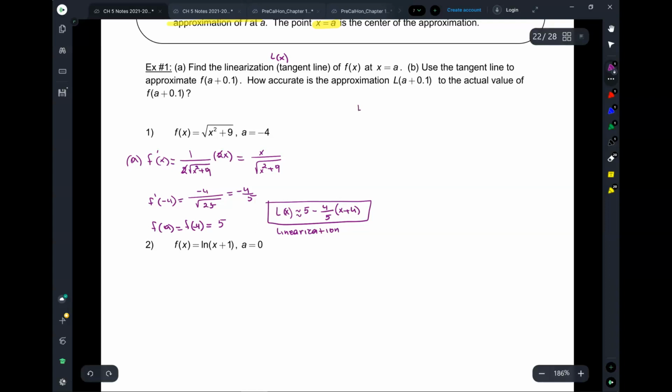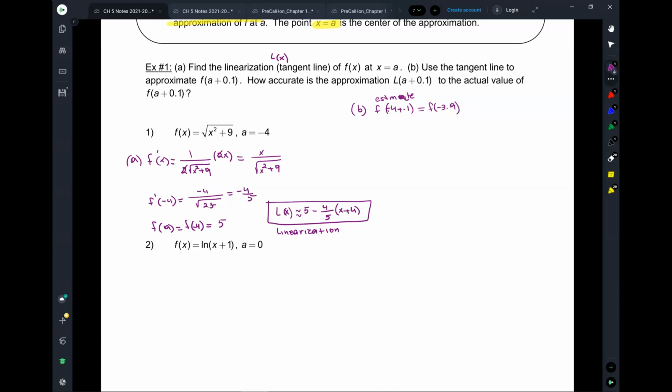Next, so that was part A. Part B says, now use this to estimate f of a plus 0.1. So I want to estimate f of a plus 0.1, so it's negative 4 plus 0.1. Okay, so f of negative 3.9. All right, now let me ask you this. Are you able to plug negative 3.9 into f of x mentally and get a value? No, but look, you can get a very close value using this L of x.